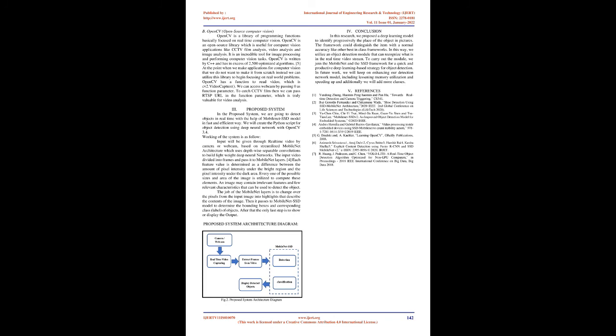For conclusion. In this research, we proposed a deep learning model to identify progressively the place of the object in pictures. The framework could distinguish the item with a normal accuracy like other best-in-class frameworks. In this way, we utilize an object detection module that can recognize what is in the real-time video stream. To carry out the module, we join the MobileNet and the SSD framework for a quick and productive deep learning-based strategy for object detection. In future work, we will keep on enhancing our detection network model, including lessening memory utilization and speeding up, and additionally we will add more classes.